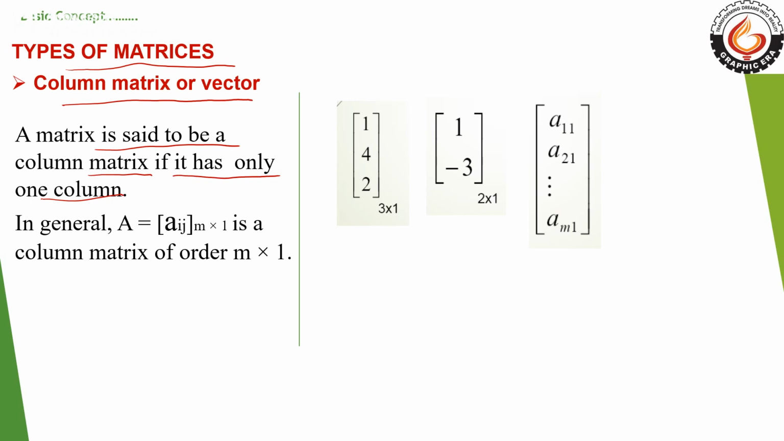Or in general, we say A = [Aij] is an m cross 1 matrix. The order of that matrix is m cross 1. This is a column matrix of order m cross 1. So these are some examples of column matrices. There is only a single column in these matrices.